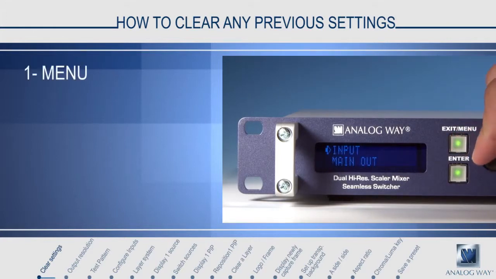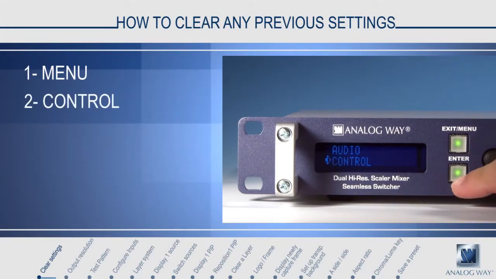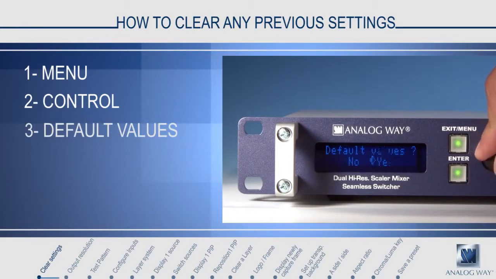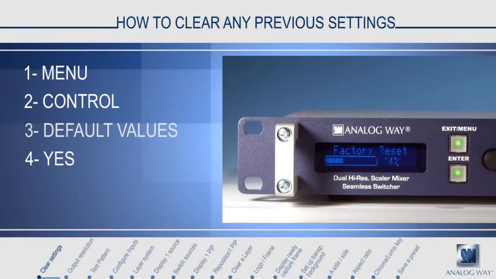Next, select Menu again, and scroll down to the Control menu. At the bottom of the Control menu, you'll find Default Values. Select Default Values and Yes to confirm to perform a factory reset. Once the progress bar is complete, the unit will reboot, and you are now ready to begin.